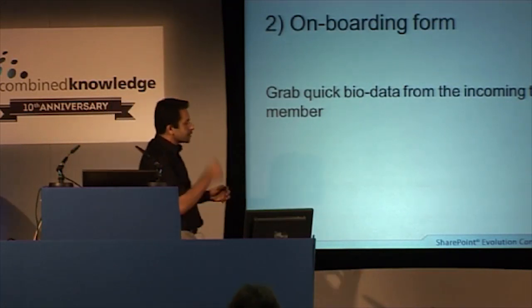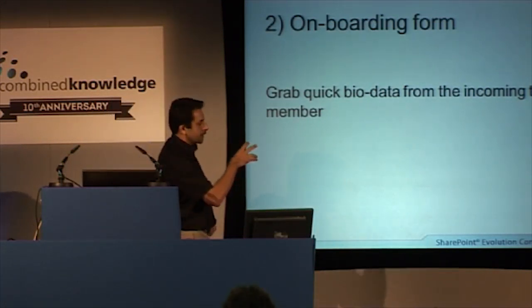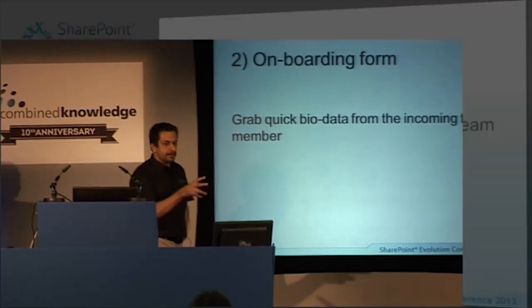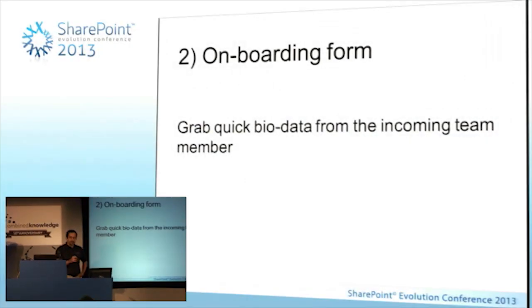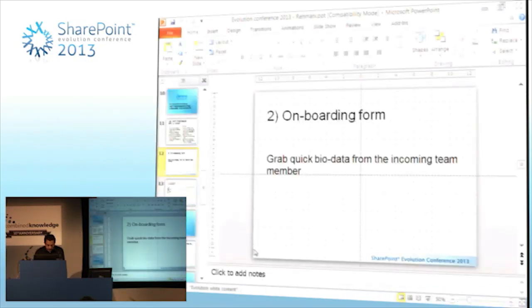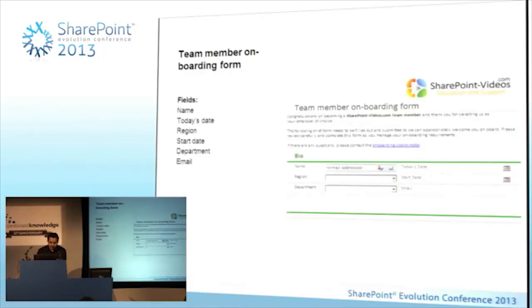Onboarding form. So now we talked about the list form. We're going to talk about the actual form library form that a person has to fill out when they join a team. Actually, I think I have a couple more slides here. So the form is going to look something like this. It's going to have a person group picker, a region, a department, today's date, start date, and email address. It's a pretty simple form. They have to fill out a bio form basically, and then everything else happens automatically after that.